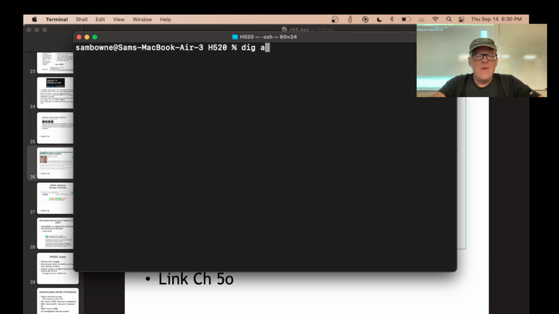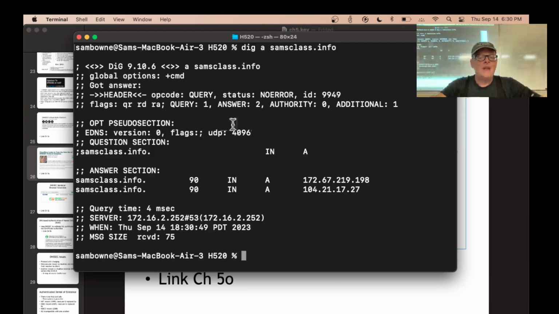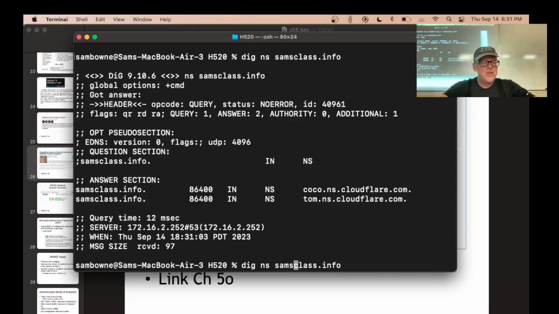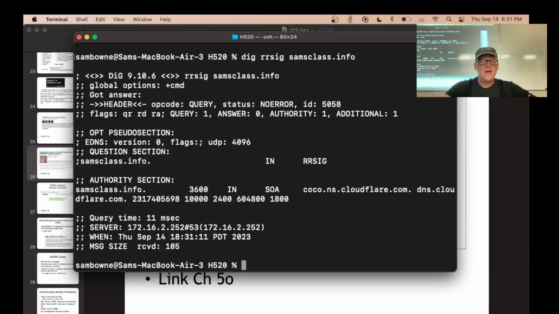If I do an A record for samsclass.o.info, I've got two IP version 4 records, and if I do IP version 6, I've got 2 of them because Cloudflare does that for you. And if I do name servers, there they are, they're Cloudflare servers. But if I do resource record signature, which is what I'd have if I had DNSSEC implemented, I don't have them.